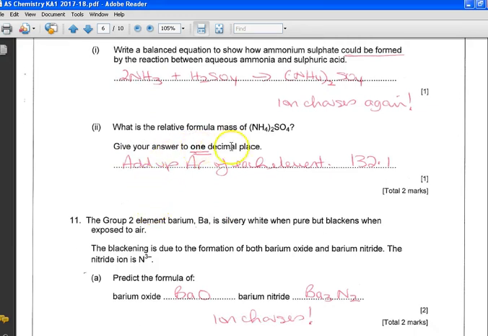Give your answer to 1 decimal place, very important. Follow the instructions in the question. So you're just adding up the relative atomic mass of each element in our ammonium sulfate, and to 1 decimal place is 132.1.